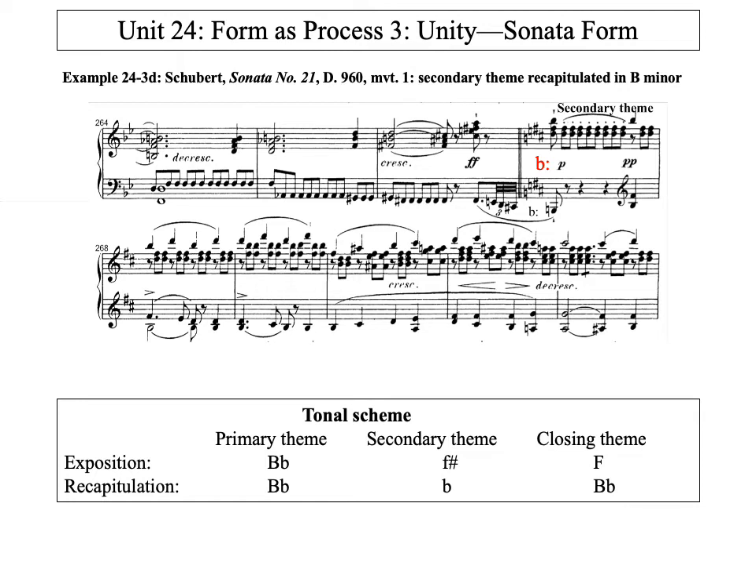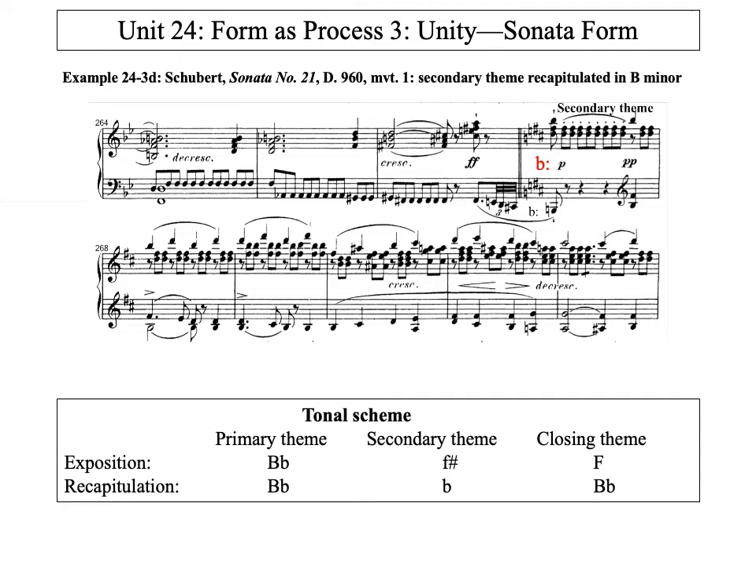Schubert's secondary theme was in F sharp minor, and that's the wrong key to be in. But since in recapitulations we often hear themes recapitulated a fifth lower than they were in the exposition, when Schubert recapitulates that wrong theme in F sharp minor, he recapitulates it a fifth lower in B minor, which is the right wrong key to be in.